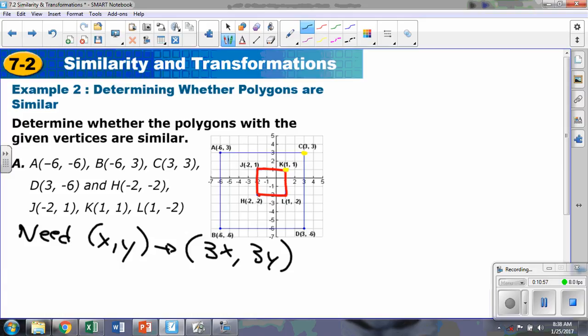And so we need to check, does this rule work for every single corner? If there's even one corner where it doesn't work, this is not the correct rule. And so we've already checked C and K worked out. What about A with J? Negative 2 times 3 does give you negative 6. 1 times 3, yes, so okay, A and J check out.